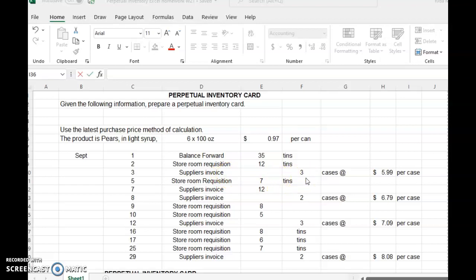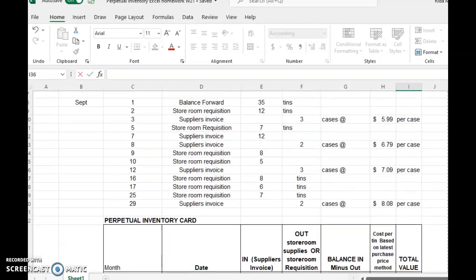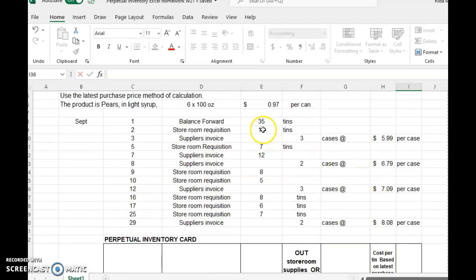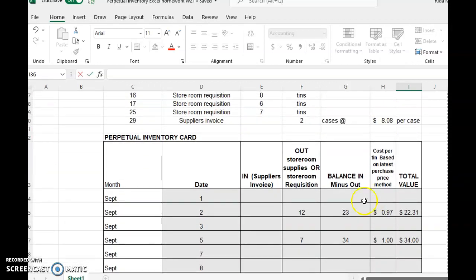So let's get started. When we look at the bottom, we have a table to fill out. We would need to add the amount coming in, amount going out, and the total balance, according to the dates of the month. On September 1st, we had a balance of 35, and since it's the balance forward, that's the original balance that we start off with. So it will be coming in, and we skip the going out because there's nothing going out, and our total balance would be 35.